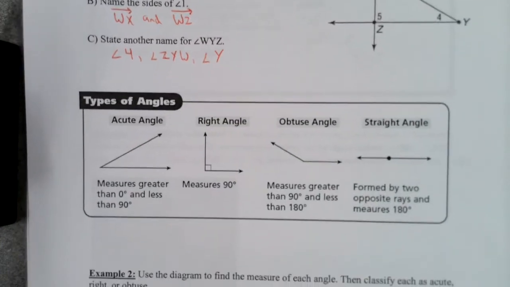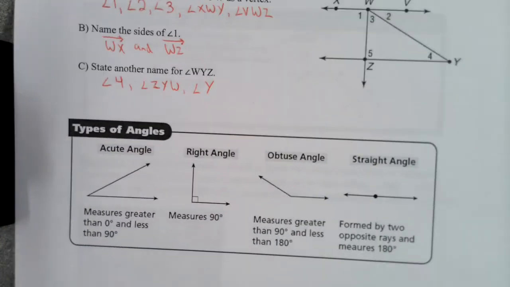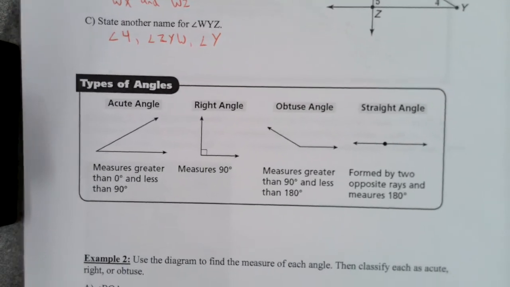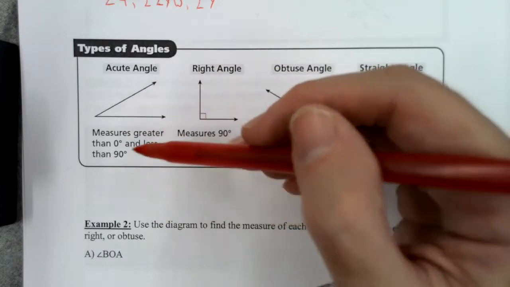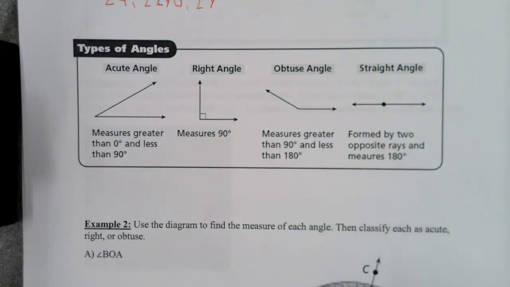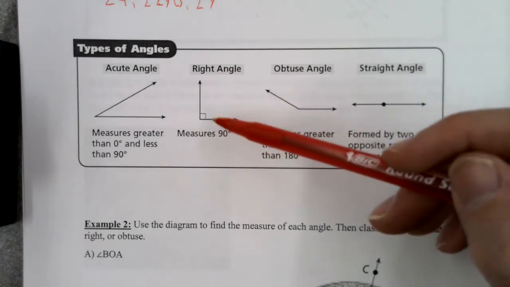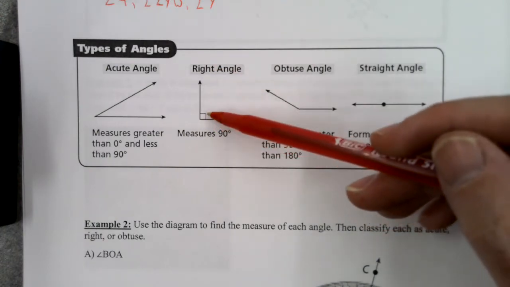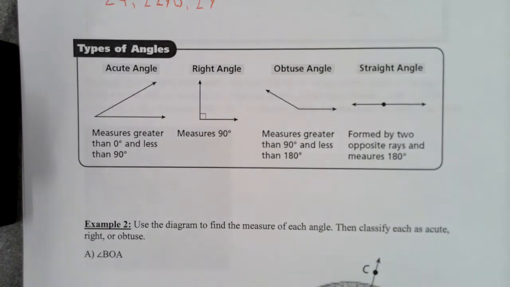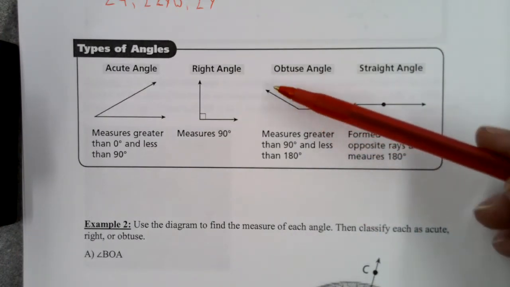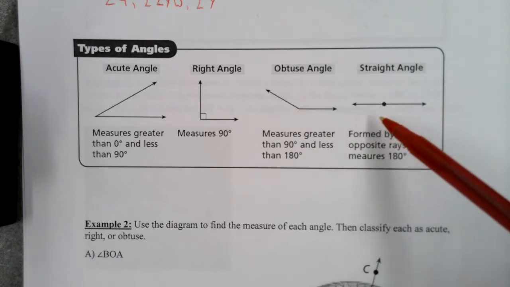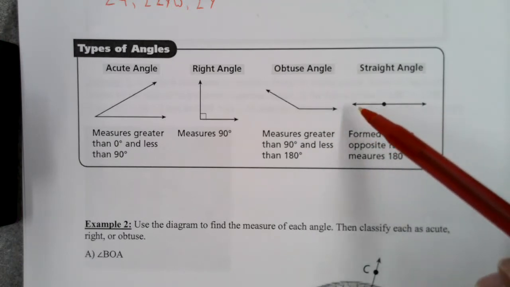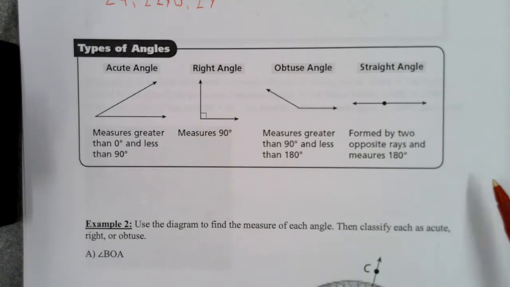Okay, so we have some different types of angles. Some of this you might know already. Acute angles are angles that have a measure of greater than 0 degrees and less than 90 degrees. Right angles measure exactly 90 degrees. They are going to be denoted with that symbol in diagrams. Obtuse angles measure greater than 90 and less than 180. And straight angles measure 180 degrees, and they are a line.